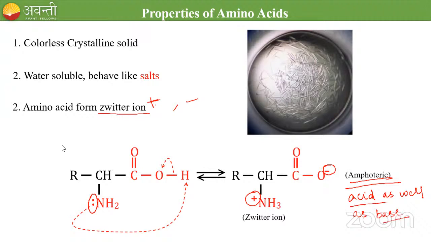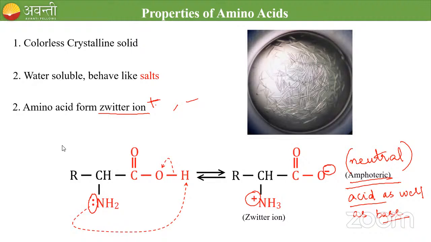So zwitterion is amphoteric because it can act as an acid as well as a base, since it has both positive and negative charge in it. Okay, clear? And also it is neutral. Zwitterion is neutral in nature. Plus and minus, one plus and one minus, right? So they'll get cancelled with each other and it is neutral. So these are the points you should know about the zwitterion and the amino acid.